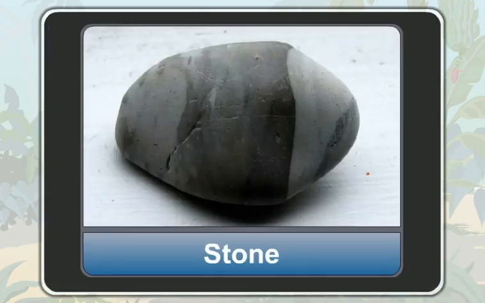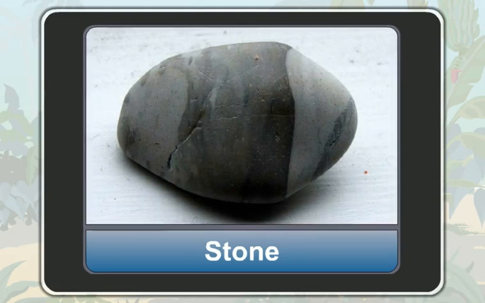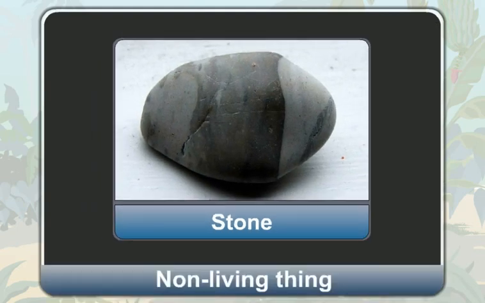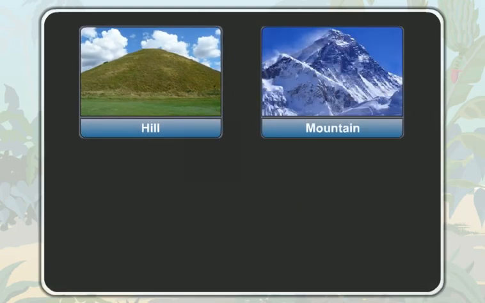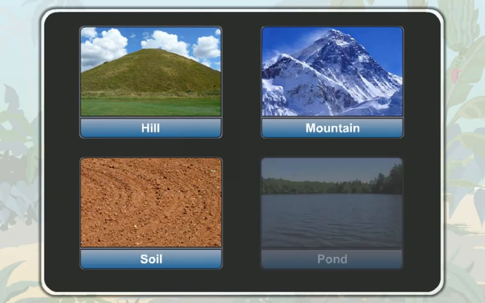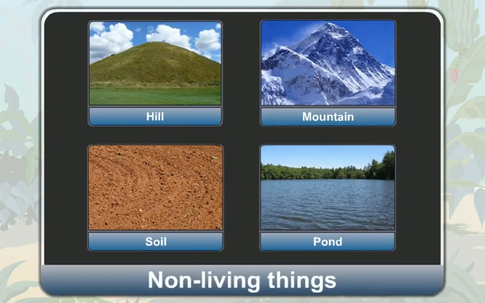This is a stone. Unlike plants and animals, the stone is a non-living thing. Things like the hill, the mountain, the soil, and the pond are also the non-living things.